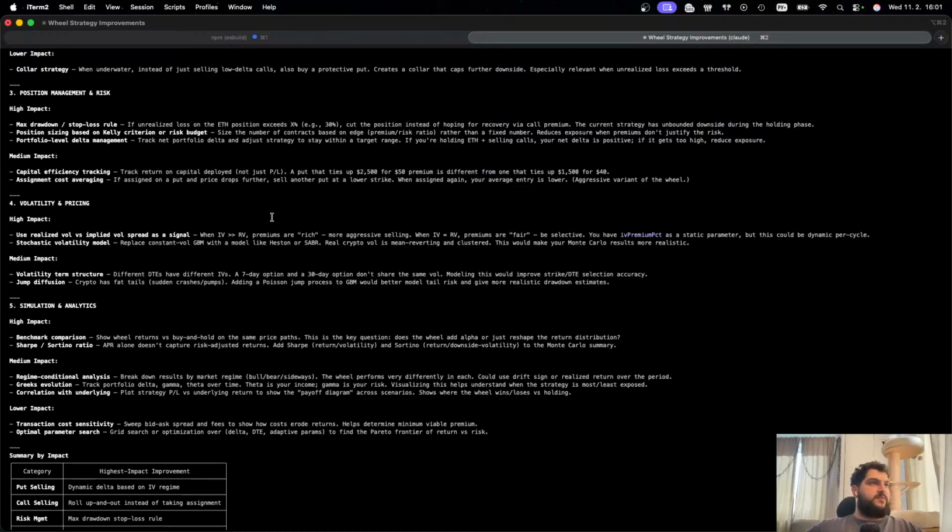Stochastic volatility model. Replace constant volatility GBM with a model like Heston or SABR. Crypto volatility is mean reverting and clustered. This would make your Monte Carlo results more realistic.